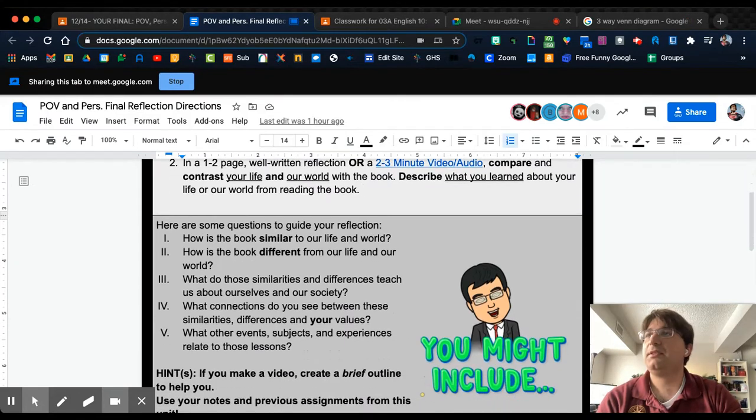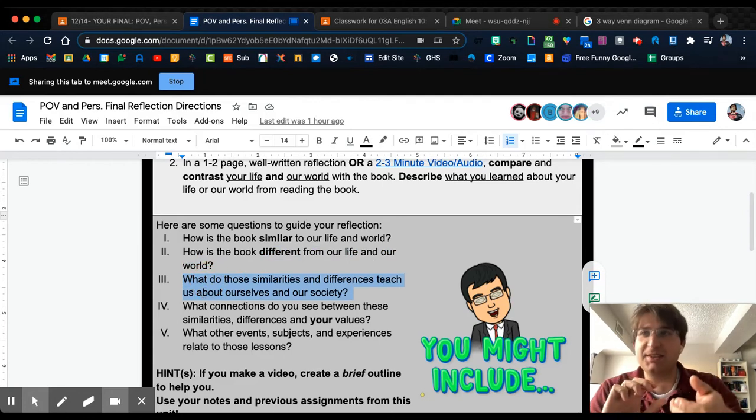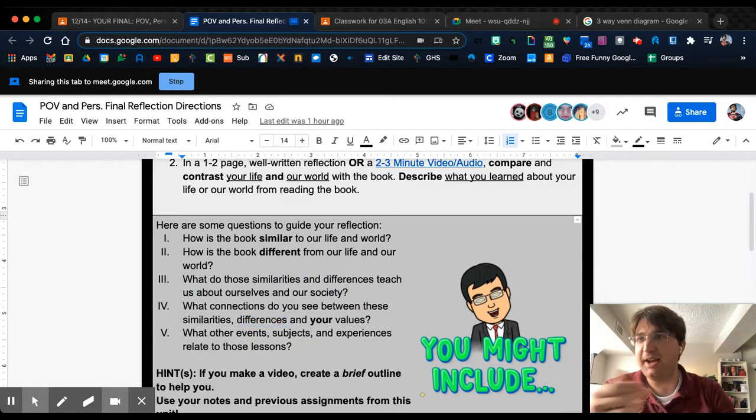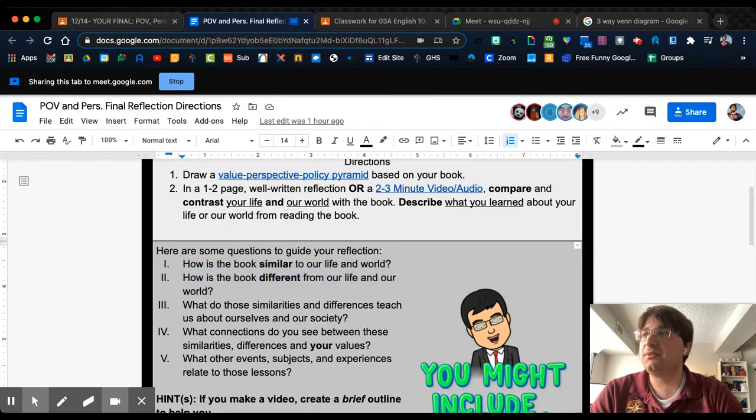Now, here are some questions to guide your reflection. You can answer each one of these in a paragraph. Keep in mind, you have to write like a 10th grader. That means you have to be specific. You must use specific examples for how the book is similar to our life in our world, specific examples for how the book is different from our life in our world, and a specific thing in society for what these similarities and differences teach. Any connections you see between those and your values, and what other events, subjects, experiences relate to those life lessons. These two are absolutely mandatory, and they relate to comparing and contrasting. You can't skip those two.